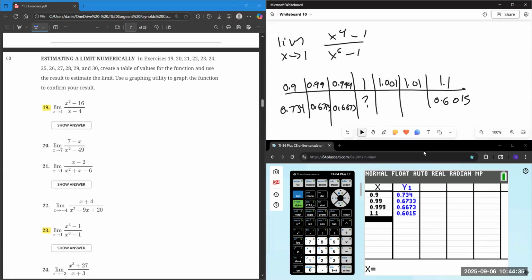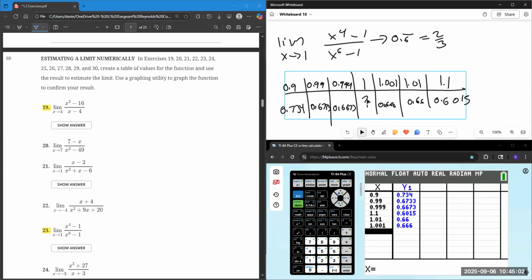1.1 is 0.6015, 1.001 is 0.66, 1.01 is 0.666. This appears to be closing in on 0.6 repeating, which is exactly 2/3. All right, that was 23.